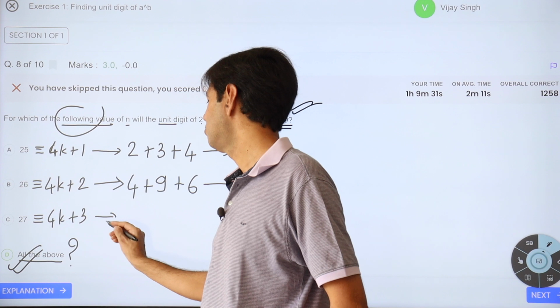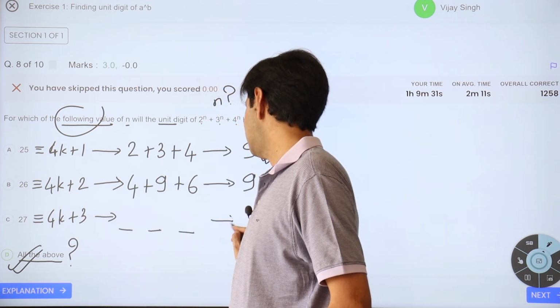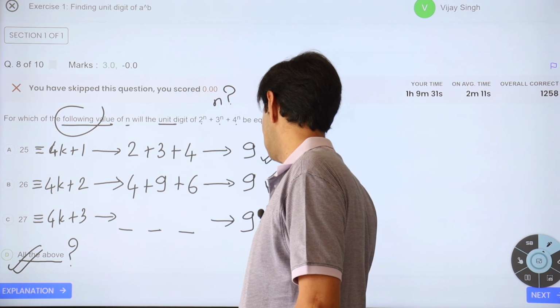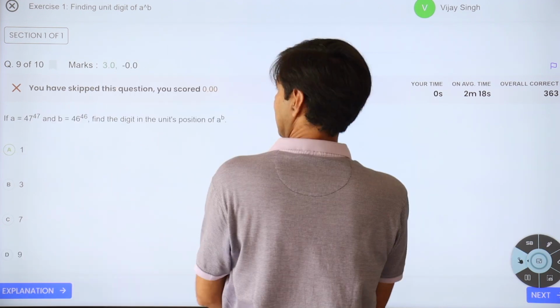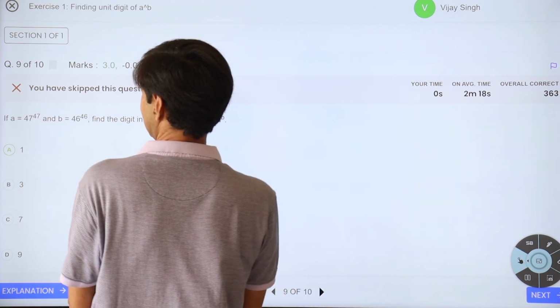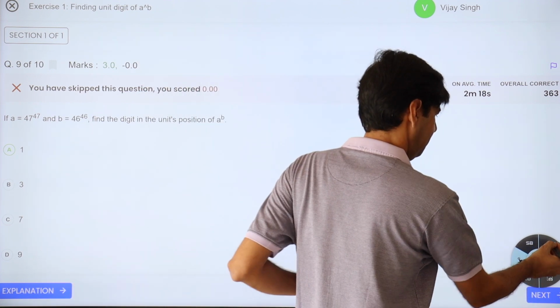I'll leave it for you to find the individual unit digits and then check whether it adds up to a 9. Please do that work yourself. I'll go to the next question. Okay, so one of the toughest questions of the exercise, very interesting. So let's take it in order.